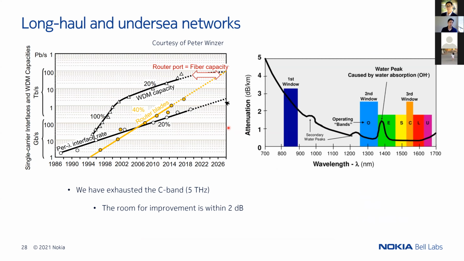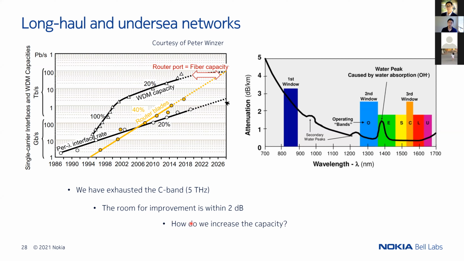So now we move to the third application, long haul and undersea networks. As I said, the main requirement here is capacity. We have currently already exhausted the C-band, because of the efficient amplification scheme. We have used all of the bandwidth, and the room for improvement is only within 2 dB, which is not enough to support the long-term capacity growth.